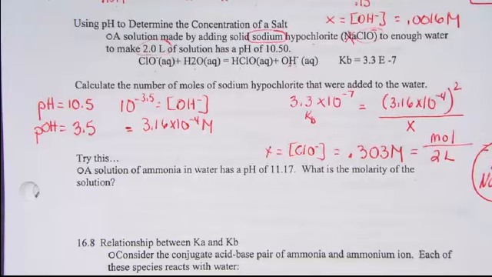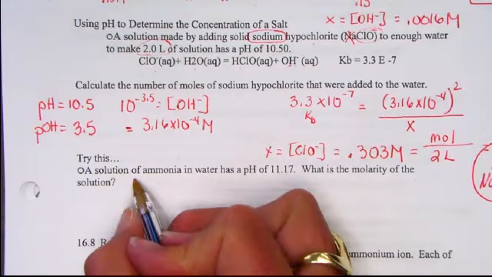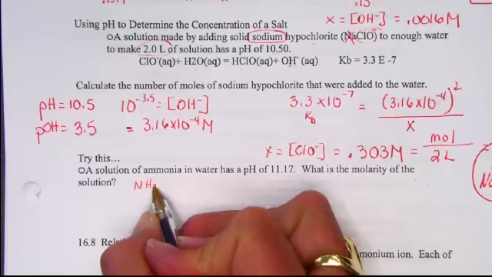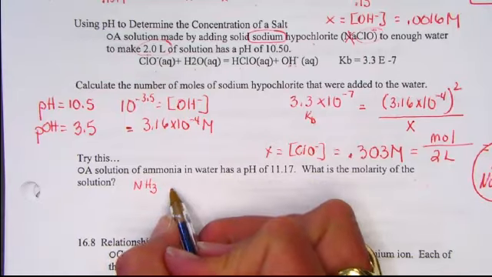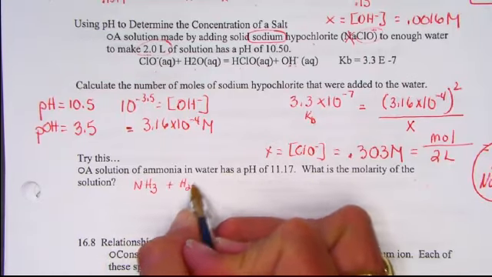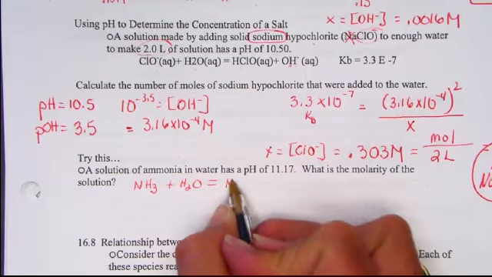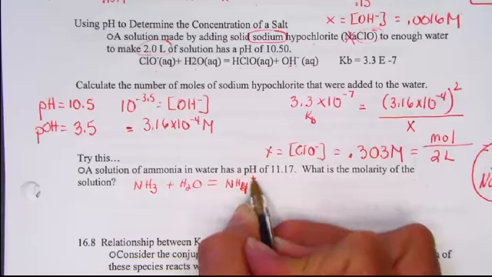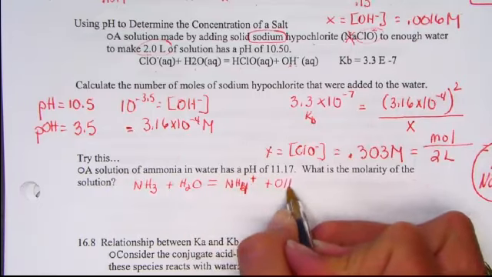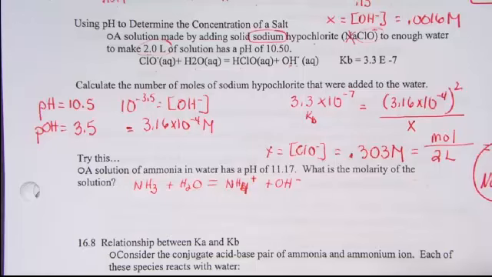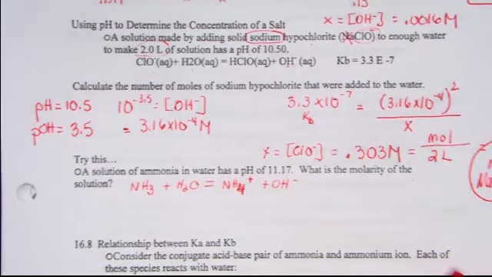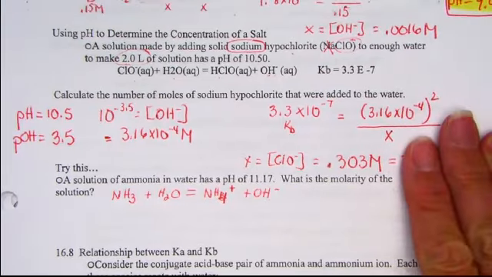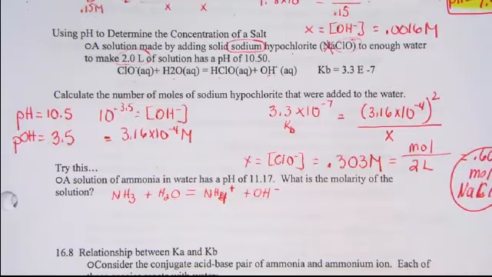We'll do one more together. If a solution of ammonia, NH3, or simply the letter B for base, sets up an equilibrium with water, the base extracts a proton, forming a conjugate acid, ammonium, and the conjugate base, hydroxide. What's the molarity of our solution? So the previous problem asked us to go to moles. This time we're only being asked to go as far as molarity.